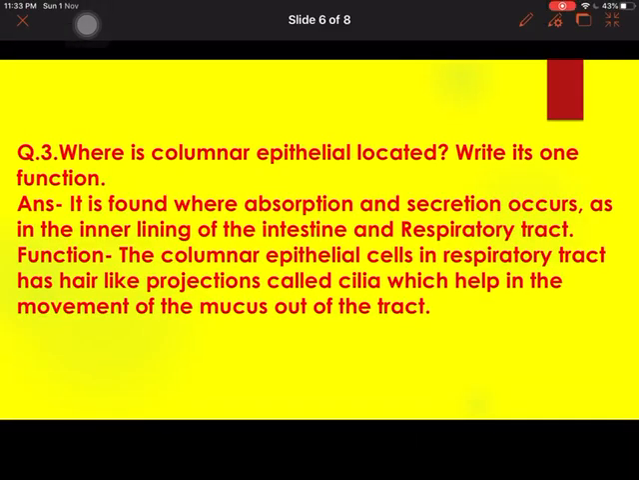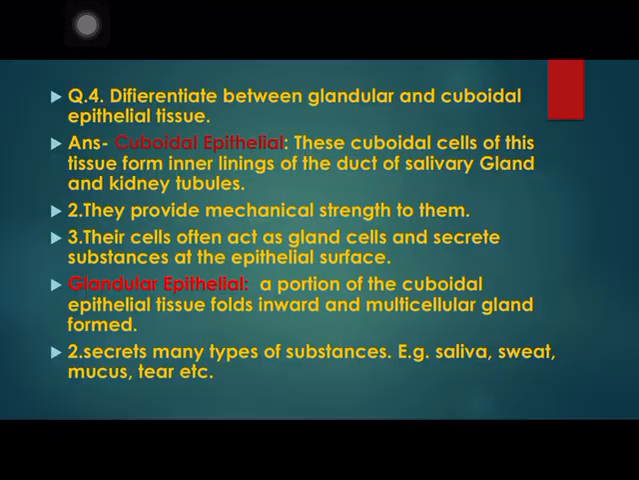Question number 3. Where is columnar epithelium located? It is found where absorption and secretion occurs, in the inner lining of the intestine and respiratory tract. Function: the columnar epithelial cells in the respiratory tract have hair-like projections called cilia, which help in the movement of the mucus of the tract. Question number 4.